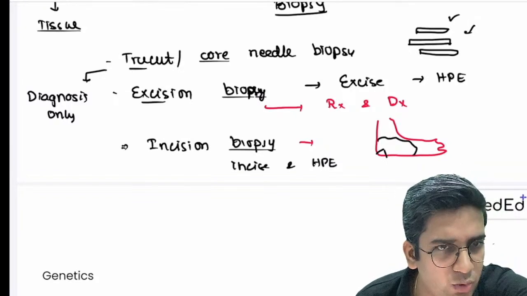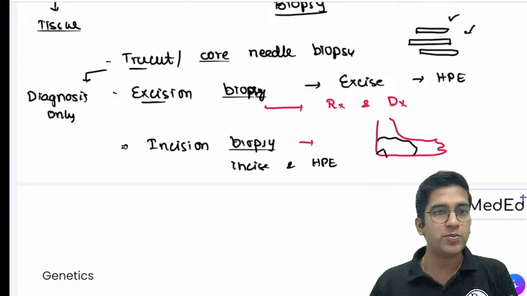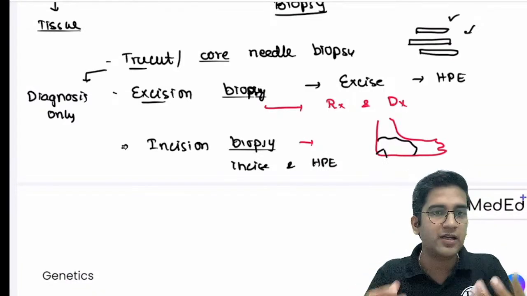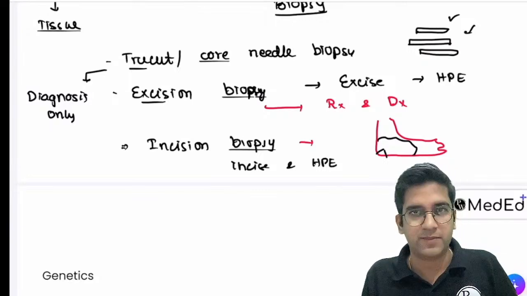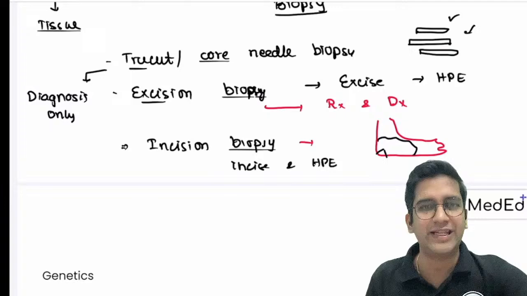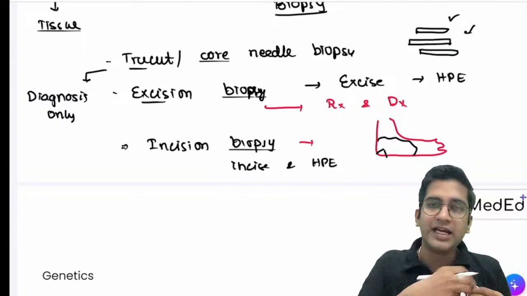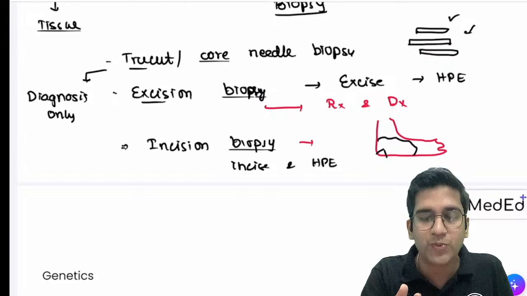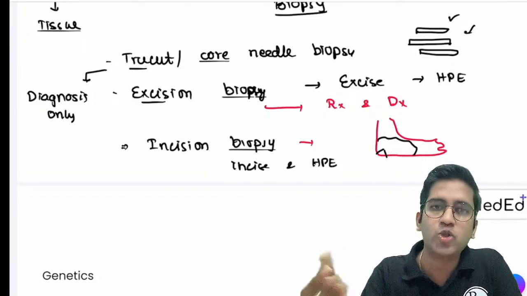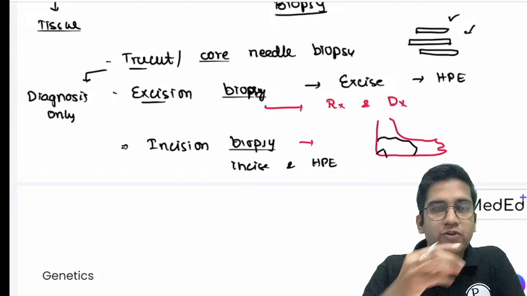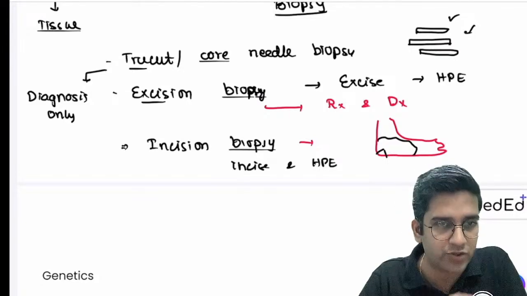Excision biopsy is both treatment and diagnostic. When I remove a tiny lump in the breast, I remove the entire lump and then look at it under the microscope. A lump is a swelling. If I remove the entire swelling in the breast, that's treatment and also diagnosis. That's excision. Incision and true cut are only for diagnosis. Excision is both treatment and diagnosis.